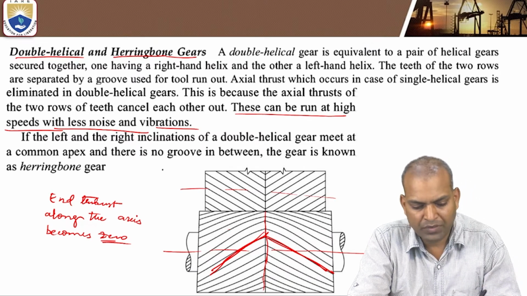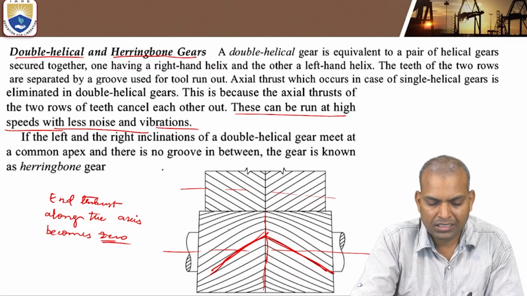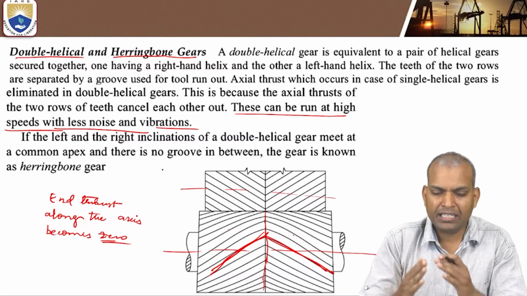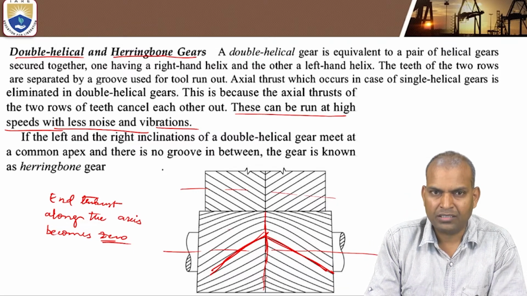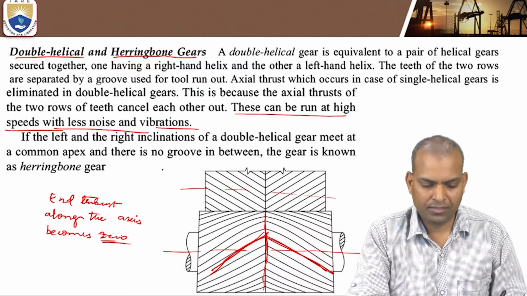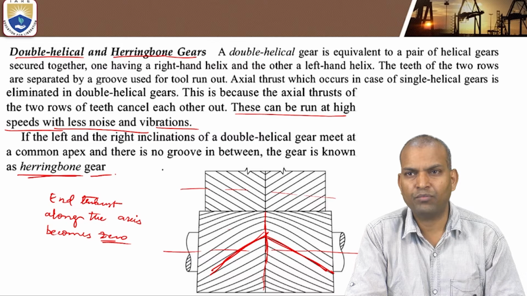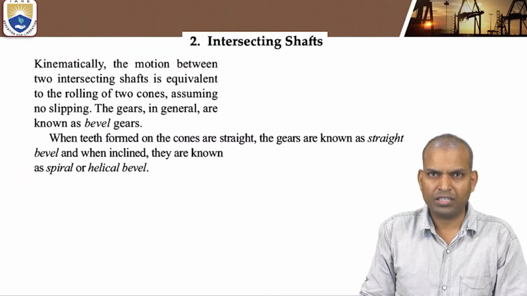In this, some of the teeth are on the right and some on the left. These two meet at a common point known as the apex, but there is no groove in between. That gear is known as a herringbone gear. So these are the meanings of double helical and herringbone gears.